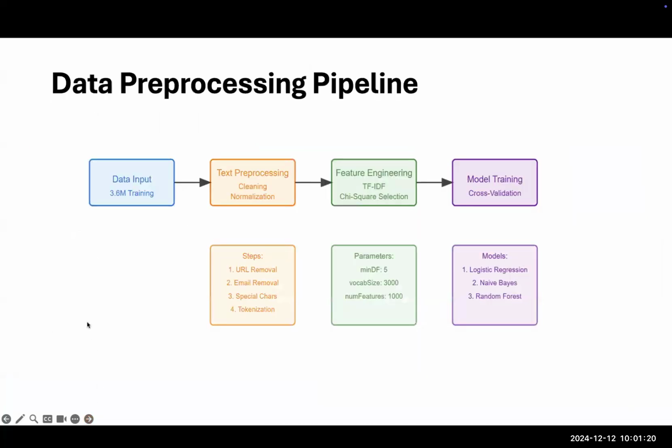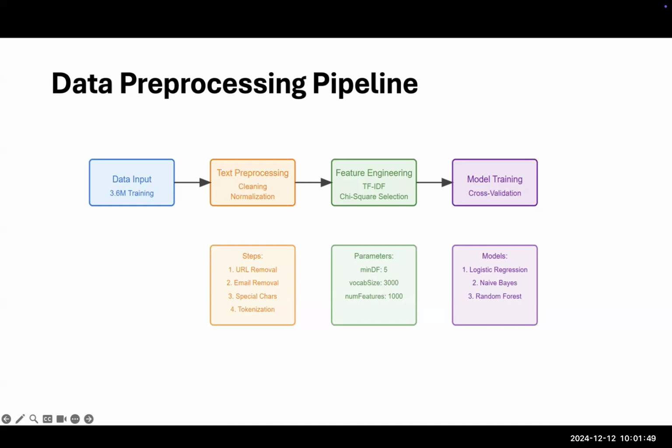Coming to the data pre-processing pipeline, our pipeline consists of four major stages. We start with our massive data set of 3.6 million training reviews. The first transformation is text pre-processing, where we perform systematic cleaning through four critical steps: stop word removal, URL removal, email address removal, and tokenization. This standardization was essential for consistent model performance.